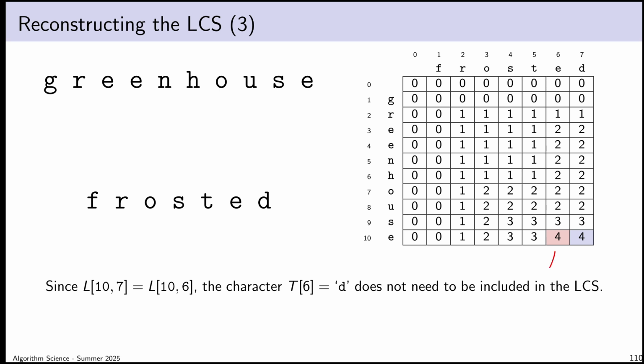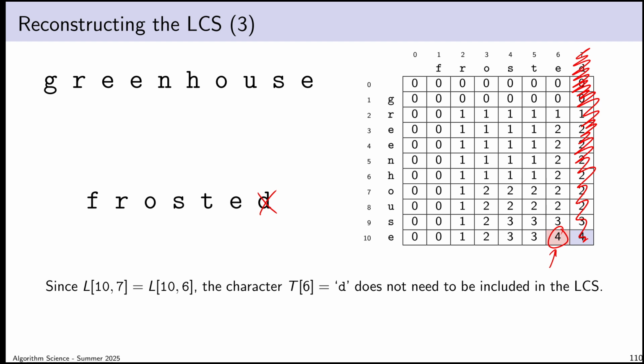But I also notice that L of 10-6, which is to say if I completely ignore the letter D, L of 10-6 is also equal to 4, which means that if I don't put D in my longest common subsequence, I can still find a longest common subsequence of length 4. So I'm good. So I basically can delete D from consideration.